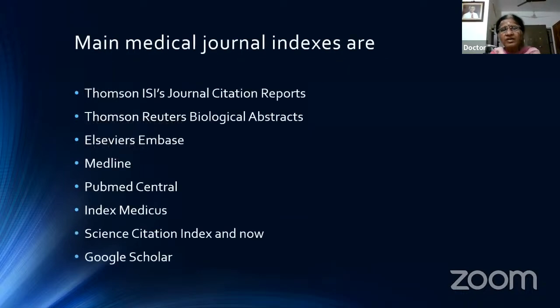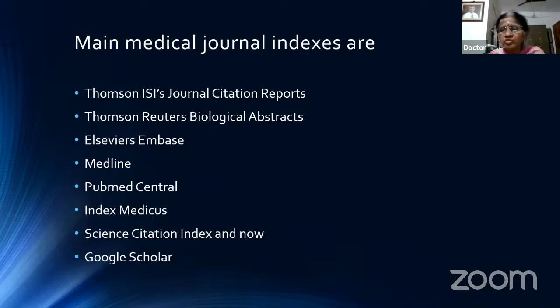But generally, as far as medical journals are concerned, the main journal indices in medicine are Thomson ISI Journal Citation Reports. We saw that initially in JCR. And then Elsevier's names also must be very familiar: Elsevier's Embase, Medline, PubMed Central, Index Medicus, Google Scholar. All these are journal indices as far as medicine is concerned. So see if your journal is in any of these databases. If it's there in the databases, that means your journal is an indexed journal.